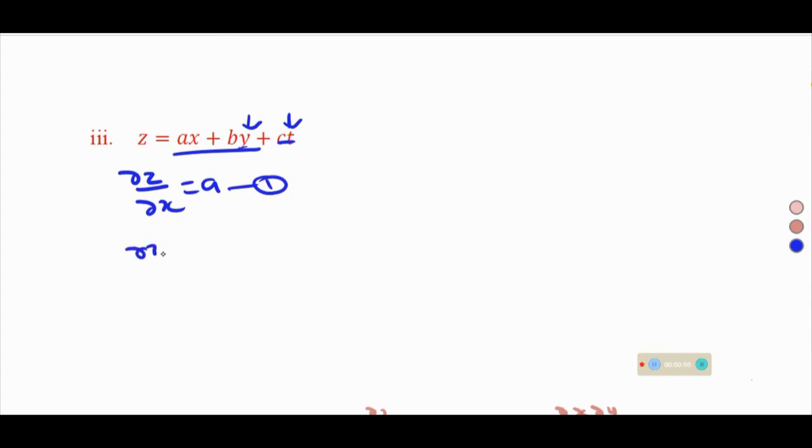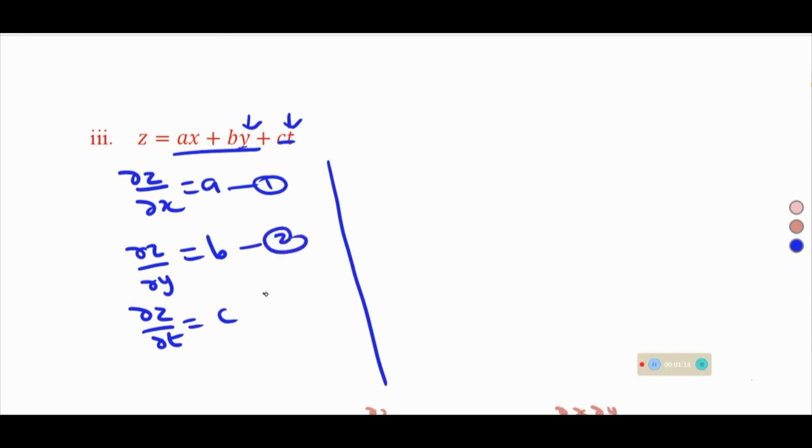2, we shall take the derivative of z with respect to y, and this will be x is constant, t is constant. So we shall remain with b, because we are having by. When we differentiate that, it will be b. So similarly, del z, del t will also be c, taking x and y to be constants. So we shall have this equation 2, this equation number 3.